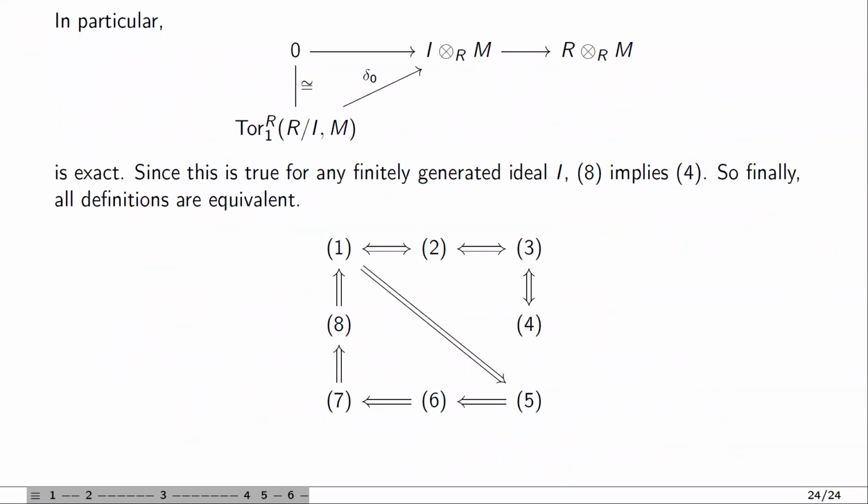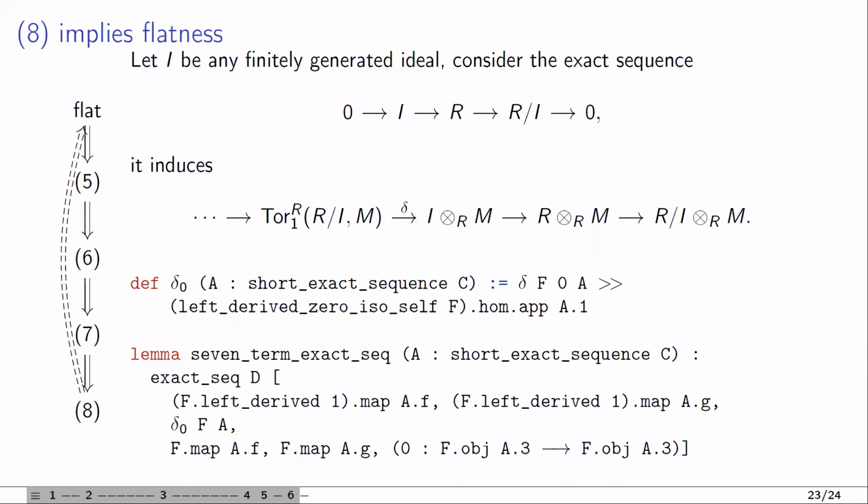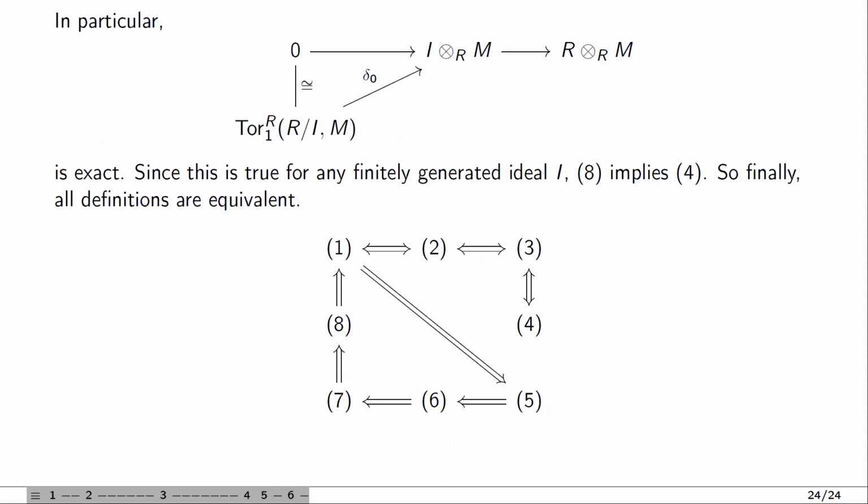So now we have that the first 7 terms are exact, but in fact we just need the exactness at delta. Since we assume that Tor one of R quotient by I and M is 0, we know that 0 to I tensoring with M to R tensoring with M is exact. That means the map from I tensoring with M to R tensoring with M is injective for every finitely generated ideal I. So now we know that 8 implies 4.